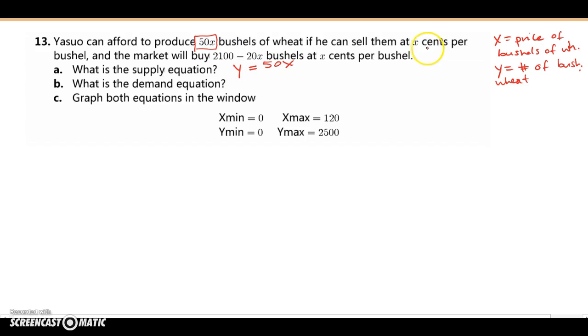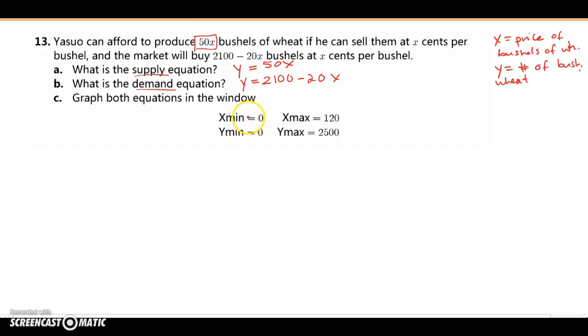And at that x cents, the market will buy, the market demands this much. So the market wants this much. So y equals 2100 minus 20x is going to be the demand equation. So y is the number of bushels of wheat, and he can afford to produce, or in other words supply, 50x of them, and the market at price x will buy 2100 minus 20x of them, that many of them.